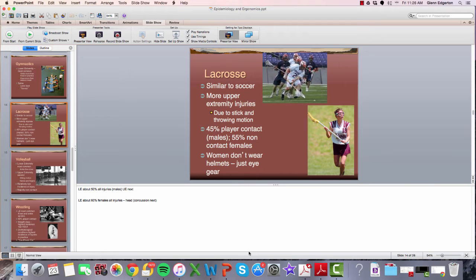So there's not going to be a whole lot of contact injuries in women's lacrosse because there isn't contact allowed. Men wear a tremendous amount of equipment as far as their upper body. They wear shoulder pads, helmet, sometimes elbow protection, and they wear gloves on their hands. But their lower extremity is really not that protected because that's not where they're getting hit. Females, the only protective equipment that they wear is eyewear on their face, but no gloves, no shoulder pads because it's a non-contact sport.